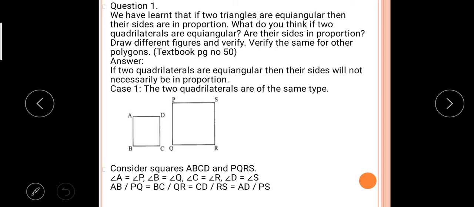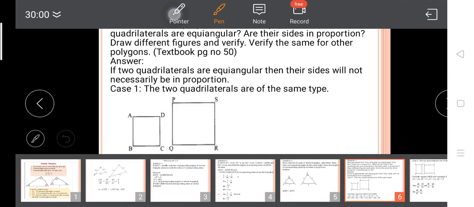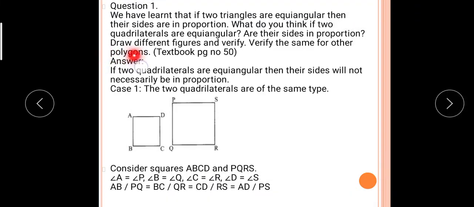Now the next question, which is from the textbook, page number 50. We have learned that if two triangles are equiangular, then their sides are in proportion. What do you think? If two quadrilaterals are equiangular, are the sides in proportion? Draw different figures and verify the same for other polygons. If two quadrilaterals are equiangular, then their sides will not necessarily be in proportion.